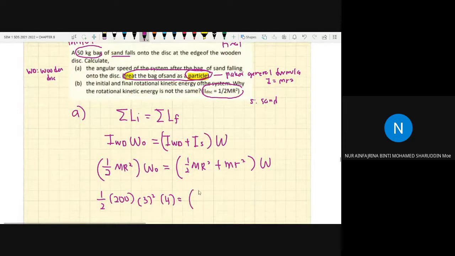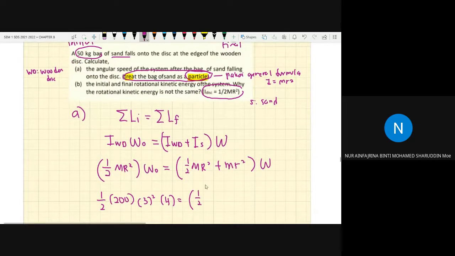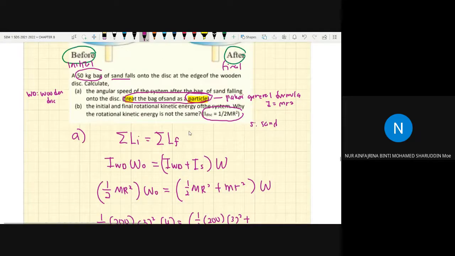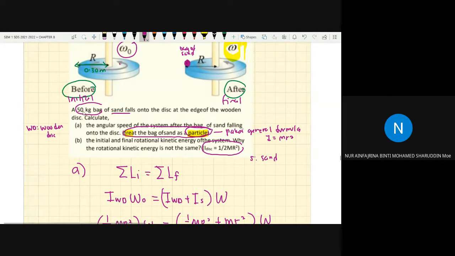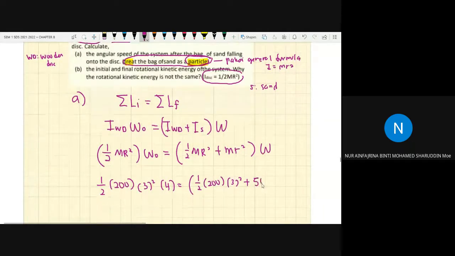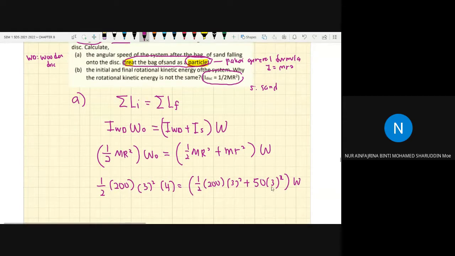Okay, yang ini pun sama, half. Mass dia berapa? Masukkan balik je sebab kita tengah buat untuk wooden disc punya moment of inertia. Okay, tambah dengan, cuba tengok mass. Mass of the sandbag adalah 50 kg and radius dia masih 3 squared darab dengan omega. So, you tekanlah kalkulator, you akan dapat 2.67 radian per second.